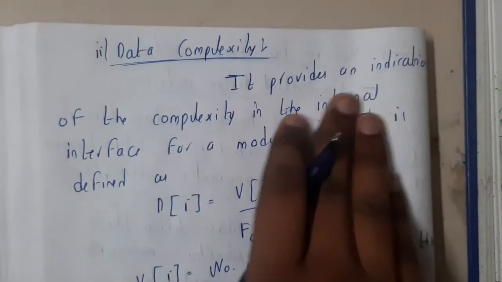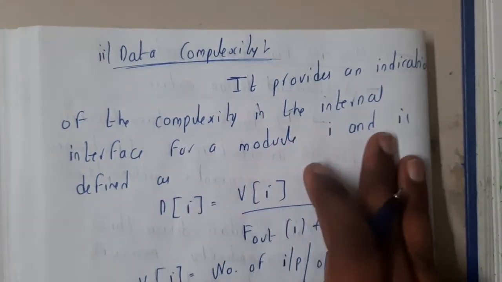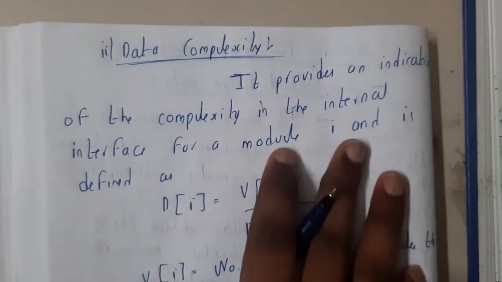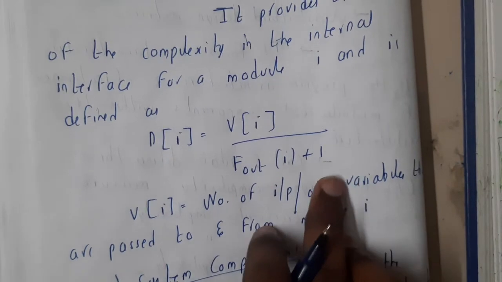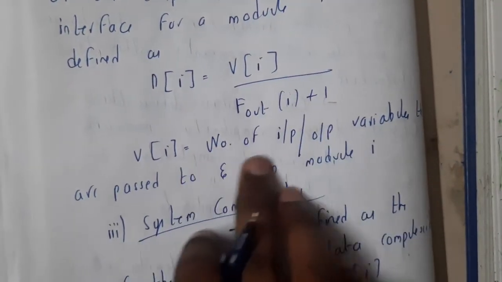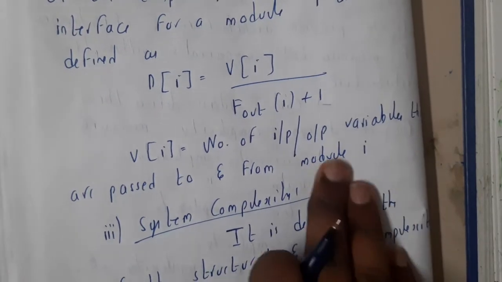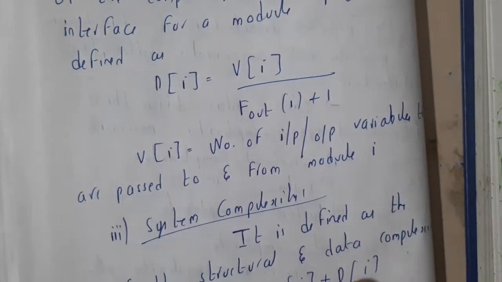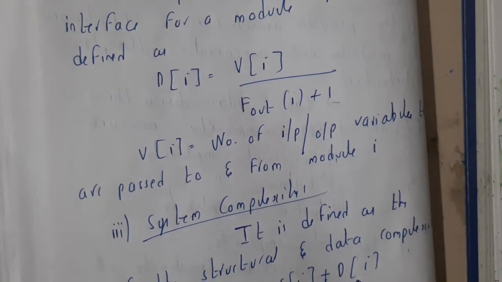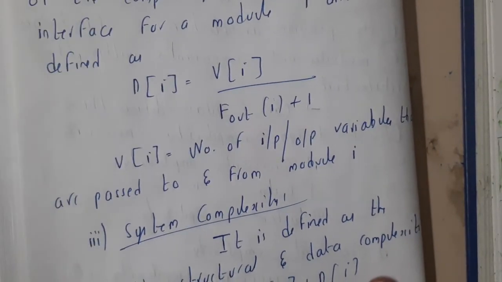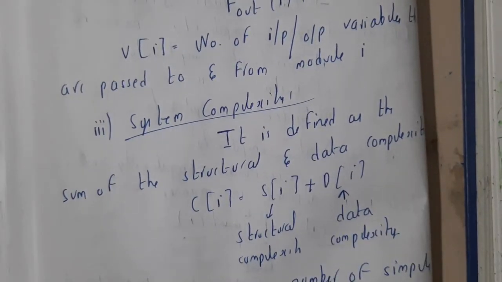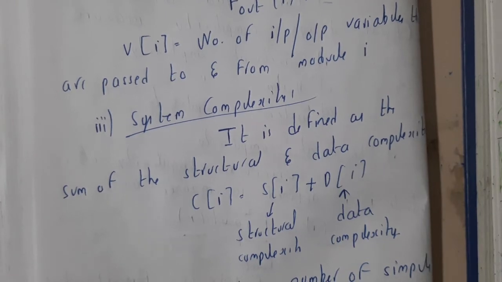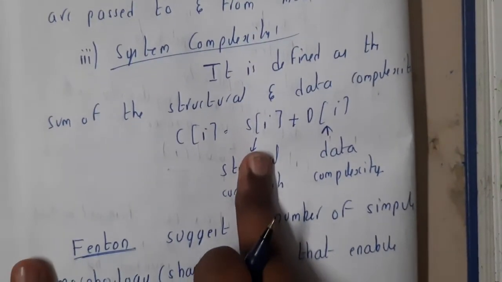Okay, so once you are done with the square, you'll get the value of S(i), that is nothing but the structural complexity. Similarly, data complexity indicates the complexity in the internal interface for a module i and is defined as D(i) = v(i) / (f_out(i) + 1). Simply, you can say v(i) is the number of inputs and outputs, guys. You might have a question, what is this v(i)? v(i) is nothing but the number of input and output variables that will be passed into the module i. Similarly, system complexity is defined as the structural and the data complexity, nothing but the sum of them. So C(i) = S(i) + D(i).